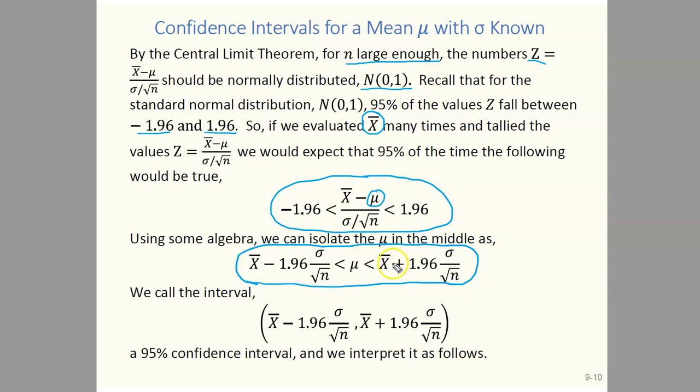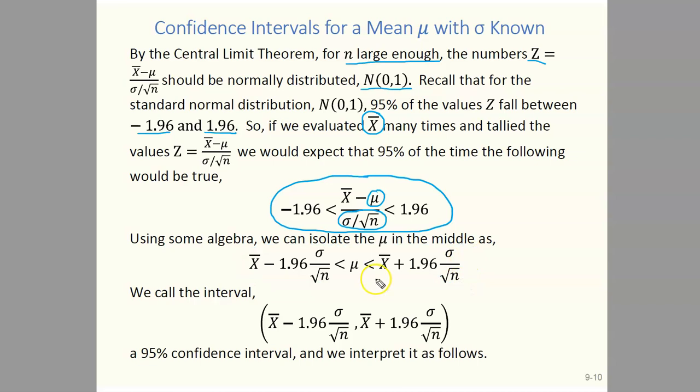Now, I'm not going to go through all the algebra there. It's not that hard. What you would do is multiply each term by this quantity. So you see, if we multiply this by sigma over root n, the middle by sigma over root n, this term by sigma over root n, that's where these terms are coming from, the 1.96 times sigma over root n. And then we would subtract x bar from each term and do a little bit more algebra, and we would end up with this inequality right here.